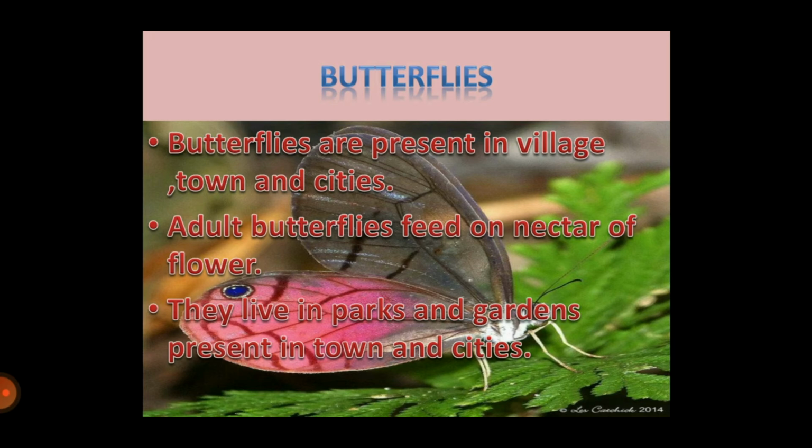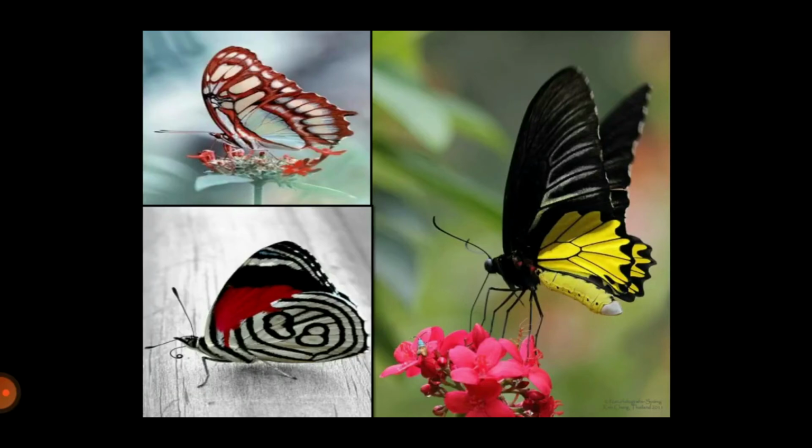So those butterflies feed on the nectar of the flower. They suck the nectar of the flower. And what is a nectar? Here is a question once again: what is a nectar? Nectar is a sweet juice which is obtained from the flowers. So they live in the parks and gardens present in towns and cities. These are the specific areas for the butterflies to live in. You can see some beautiful butterflies right here.